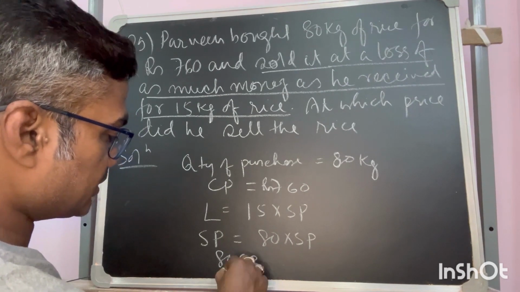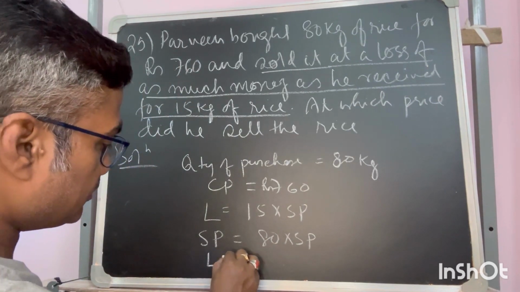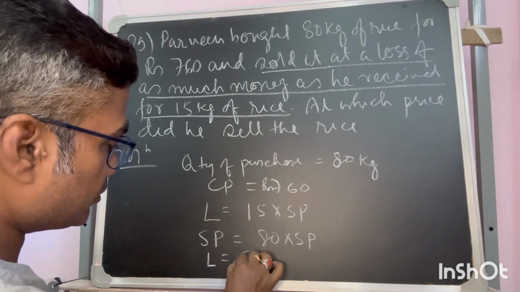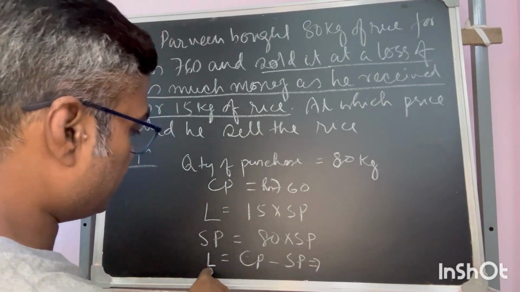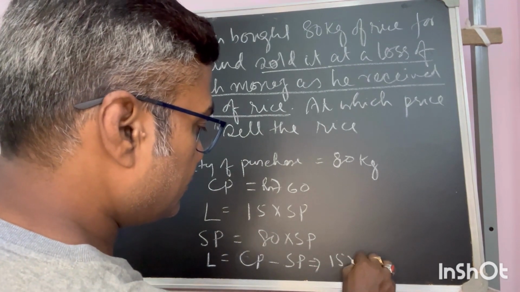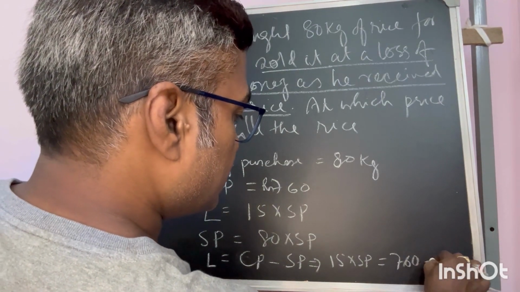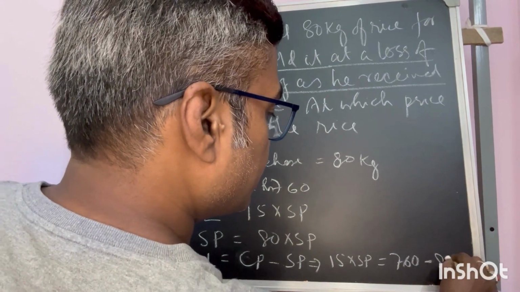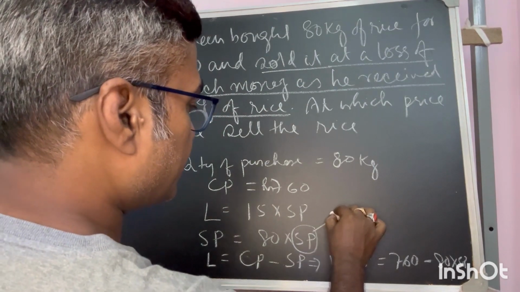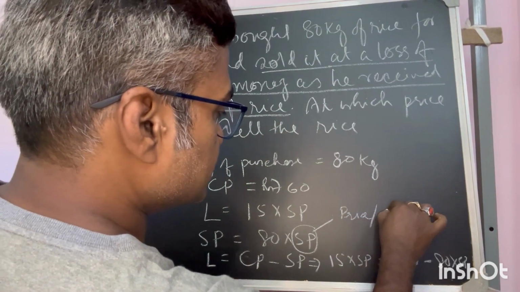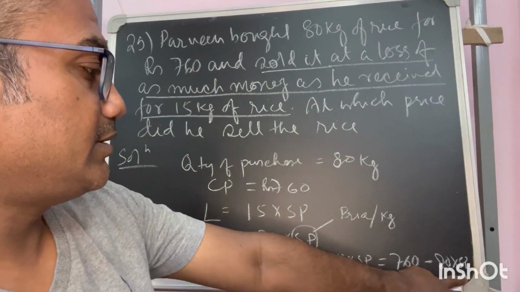In the selling price, I am just taking it as selling price plus the loss. The equation is: if it is a loss, then the cost price will be higher, so loss is cost price minus the selling price. So the loss, 15 into selling price, is equal to the cost price, which is 760, minus the selling price. Actually I am taking this selling price as the price per kg. So the complete selling price is 80 into the per kg selling price.